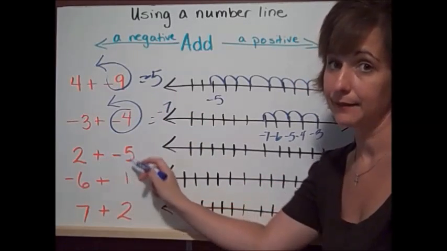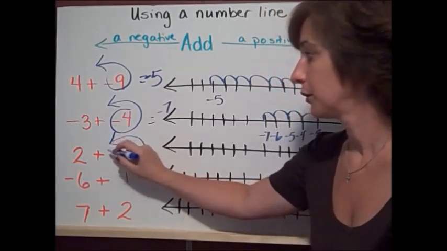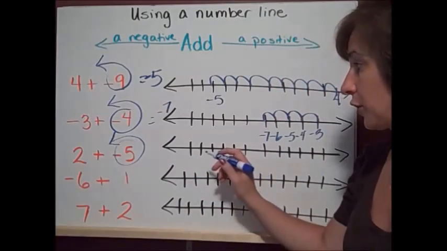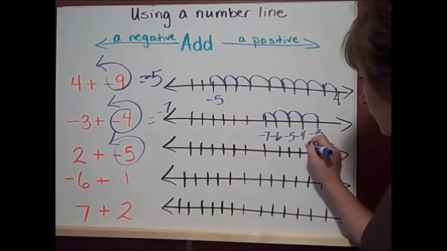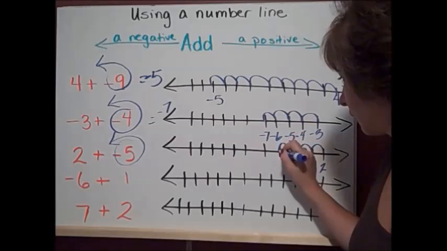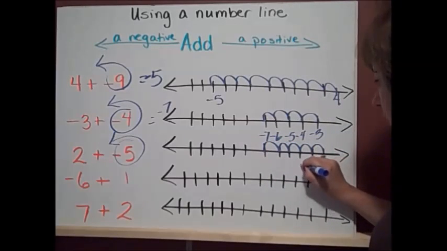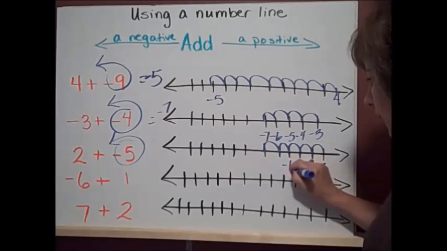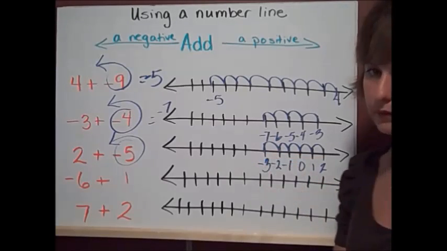I am adding a negative, so I am going in this direction. I'm going to start at 2 and move 5. 1, 2, 3, 4, 5. 2, 1, 0, negative 1, negative 2, negative 3.